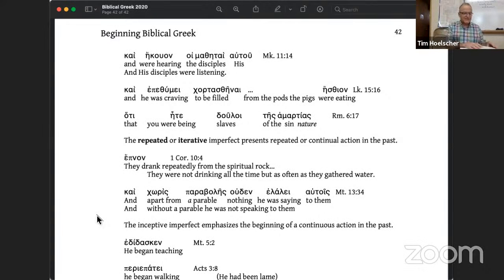And the imperfect is laying its emphasis on the fact that this was just an ongoing situation out there. But it's not a 24 hours a day, 7 days a week type of situation. I think we all get that. We realize that just doesn't work.